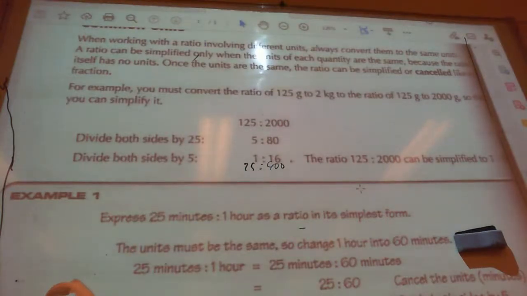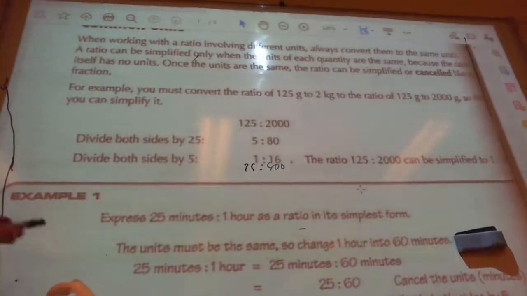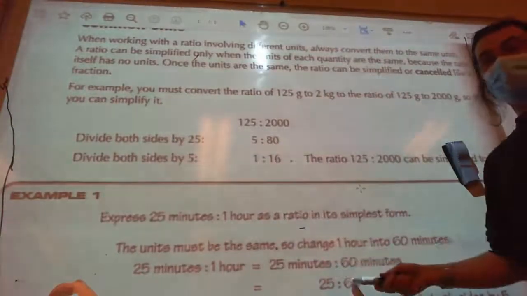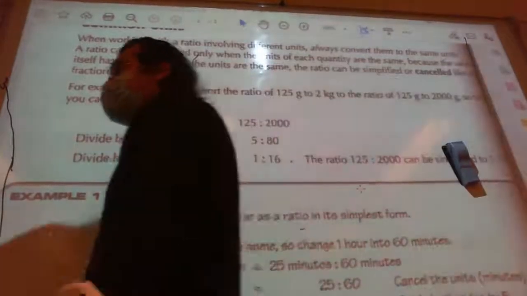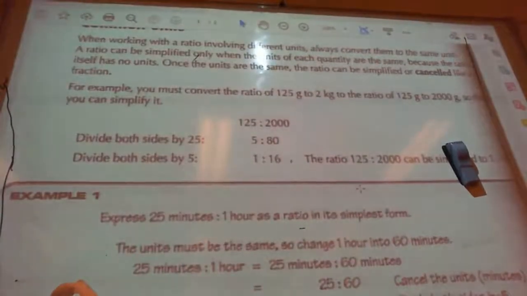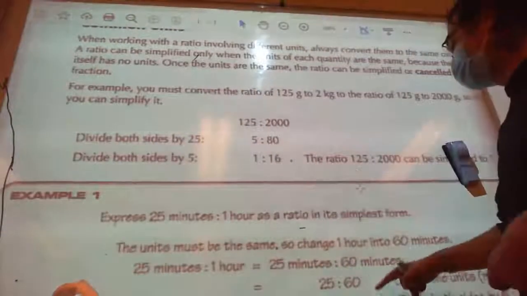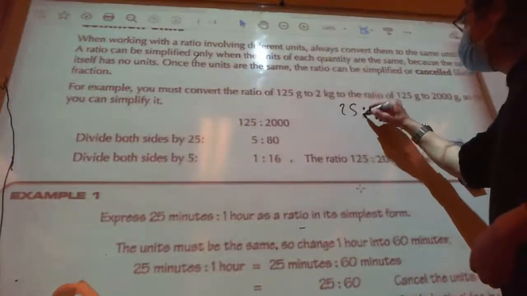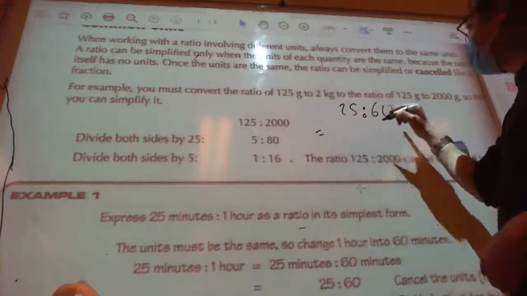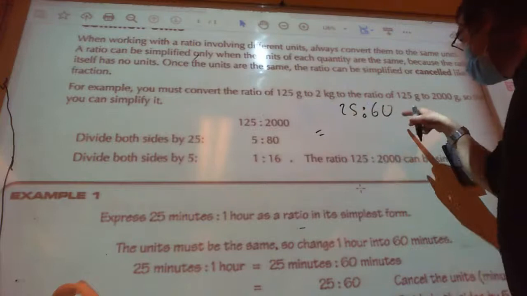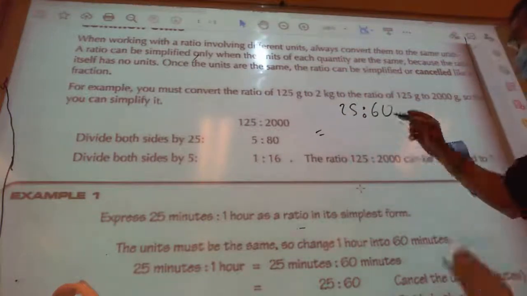Yes, 25 minutes to 60 minutes. So it's 25 to 60. Well, after all, you have the paper, okay? I can write to you what is happening here. It's 25 to 60, and it's equal to 25 minutes to 1 hour. It's 25 minutes to 60 minutes.